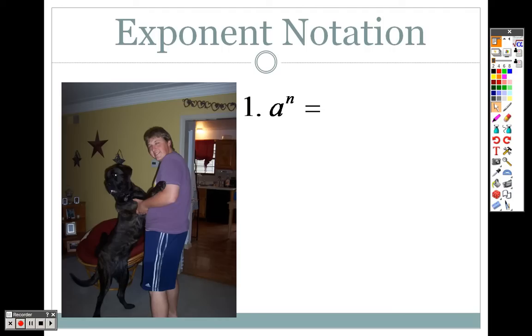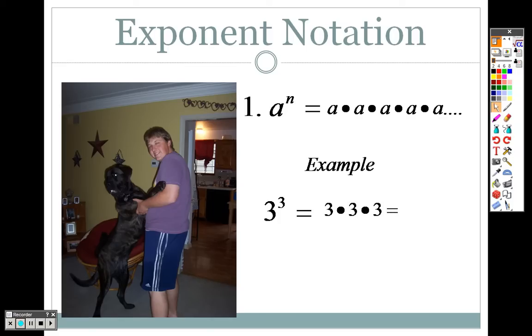Exponent notation. A to the n is what we're talking about here. We'd write that as a times a times a times a times a, and because it's to the nth power, I have no idea how many times we would write that. That's the point. So that's why it keeps going dot dot dot. So an example of that would be 3 to the third power. I'd write it as 3 times 3 times 3, and 3 times 3 times 3 is 27.